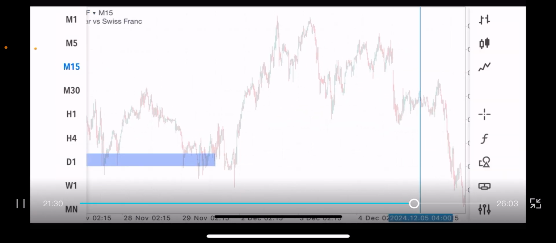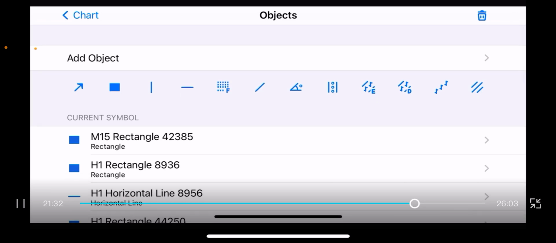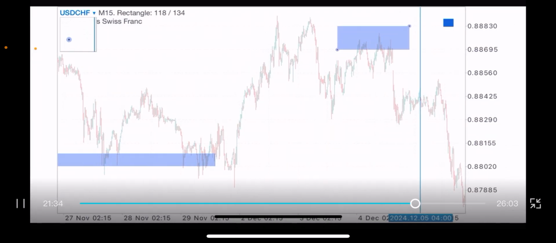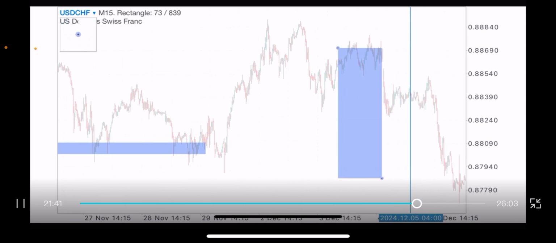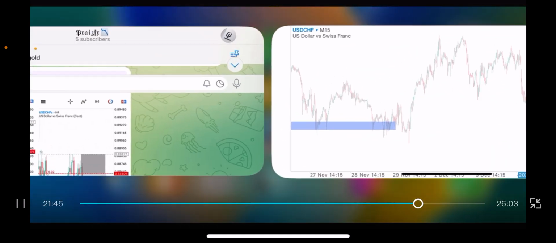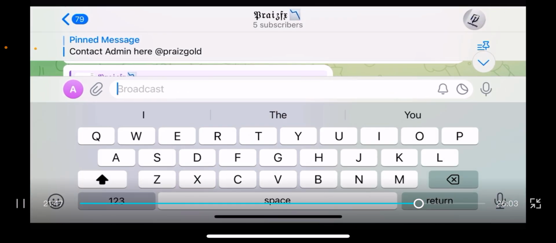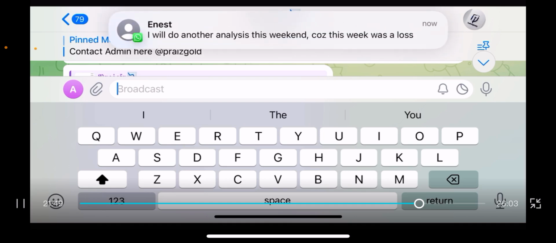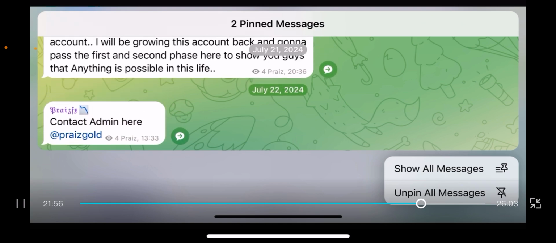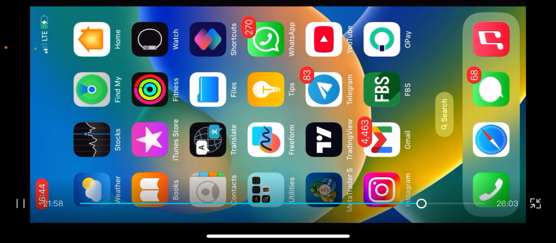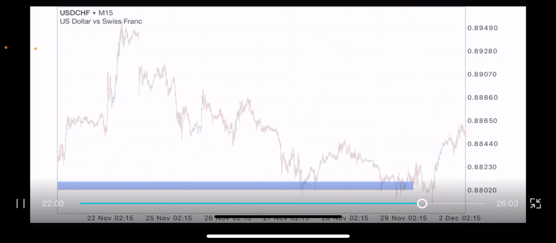And yeah, that's how I took it. After this change of structure, I waited for the market to retrace, and I took the trade. I think it was right here. My stop loss was right here, and I targeted this low right here. I shared the signal on my Telegram, so I'm not capping. You understand?